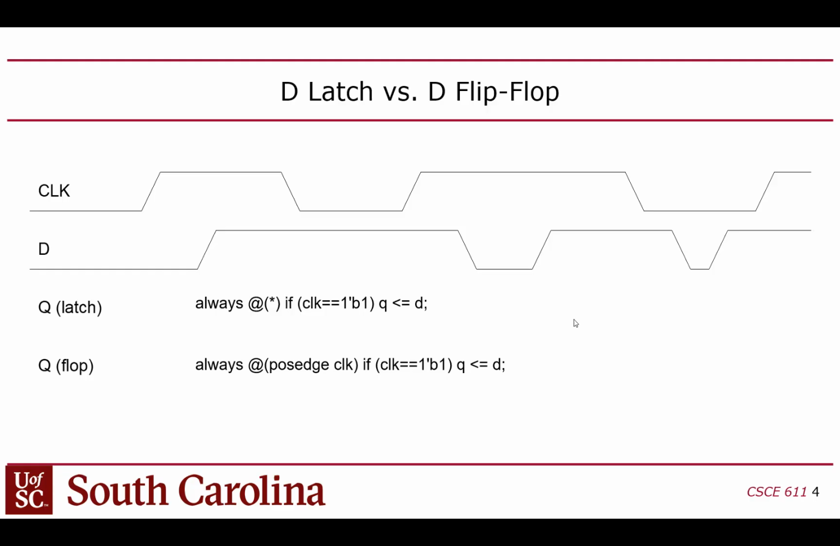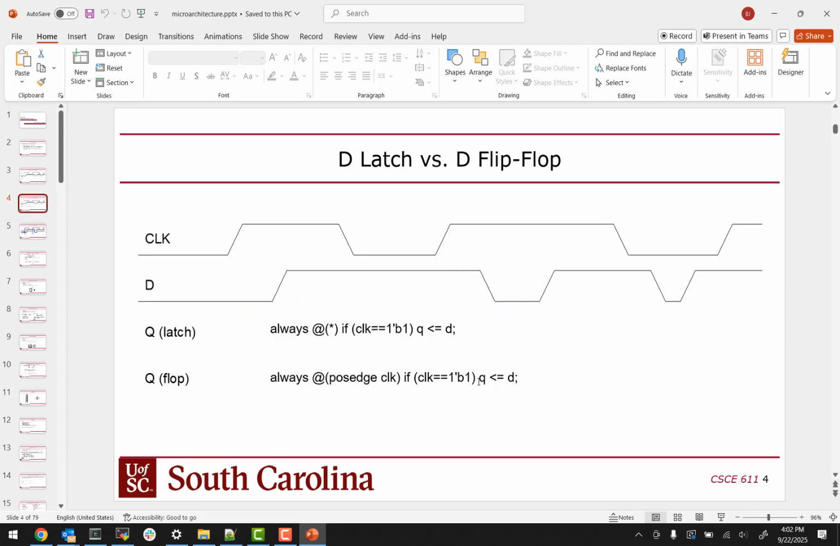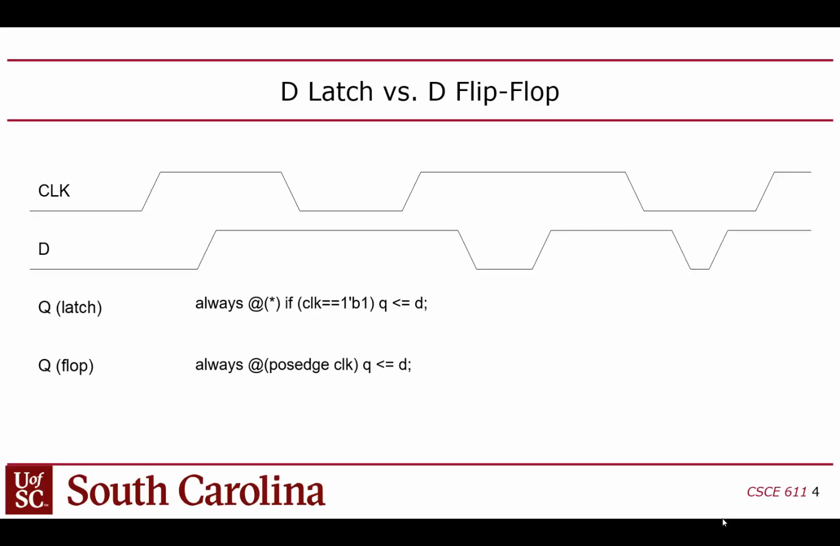Okay? And actually, this is redundant. If clock equals 1, it should just say Q gets D there. So let me change that. Sorry. This part is redundant. It would normally be written as just this, your flip-flop code. Okay, you guys with me?